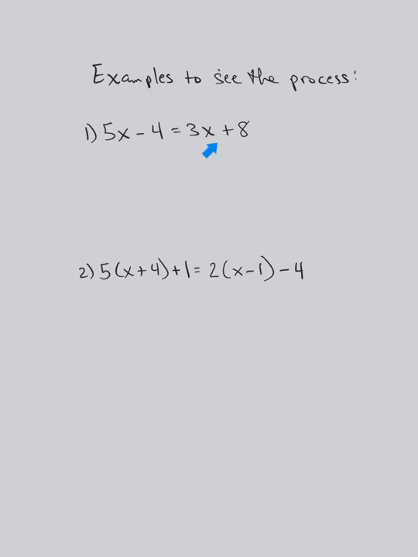Same thing over here on the right. There's no parentheses, and these aren't like terms, and so they don't collect. So in this one, we don't have any simplifying to do first, but in general, in a lot of cases, we will, namely with this second example that we'll talk about in a minute.